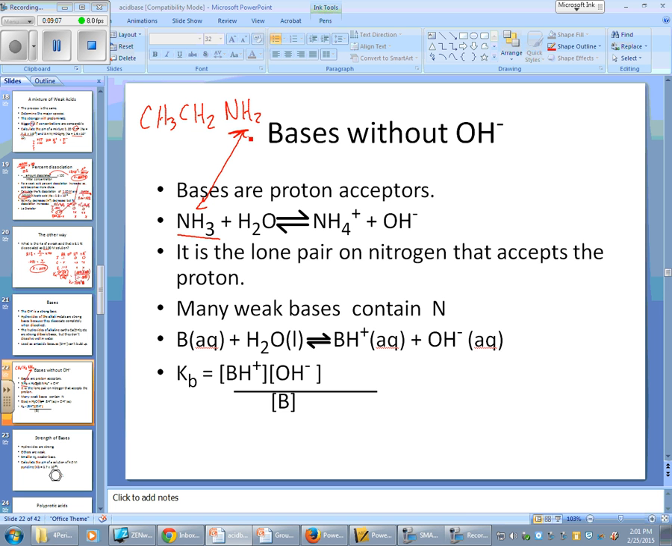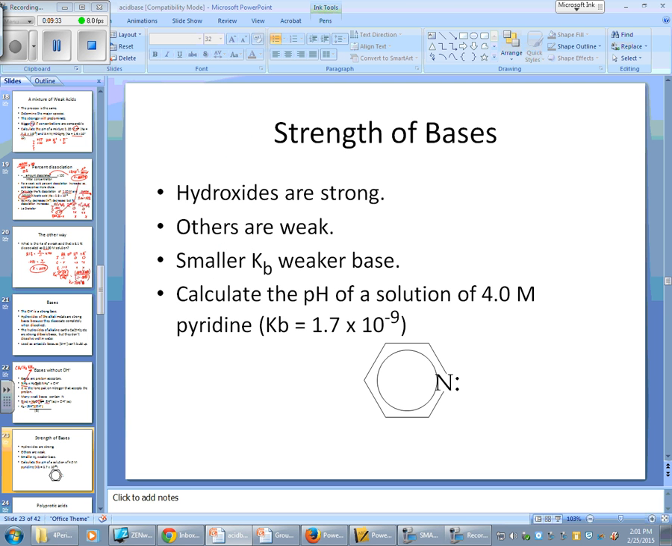And it is weak, so it does keep going back and forth. Here, if we signify a base, it's just B, base plus water. The base is going to pull a hydrogen off of the water and will look something like this. And then you're left with those hydroxide ions. When we write the Kb for that, it is products over reactants raised to their coefficient power. We would not leave water in because it is a liquid, just like the other one. Alright, so hydroxides are strong, everything else is weak. Smaller Kb, the weaker the base.